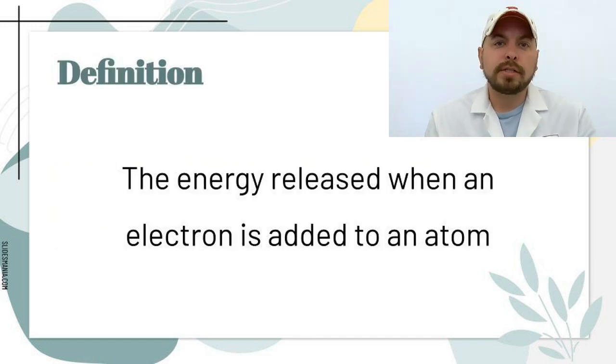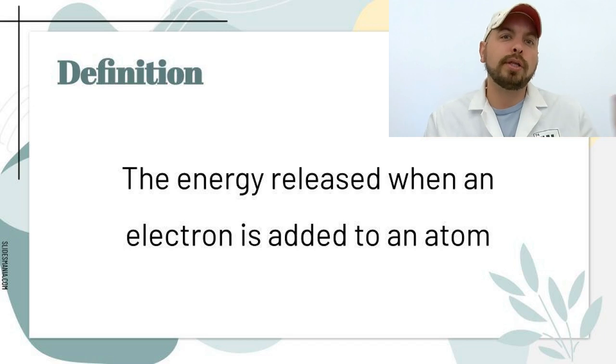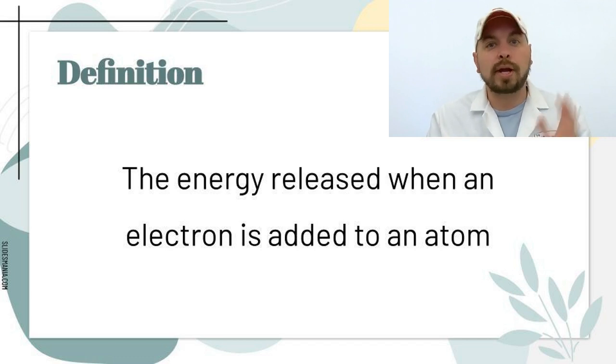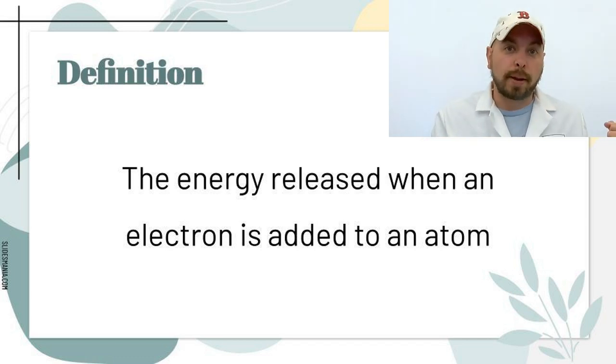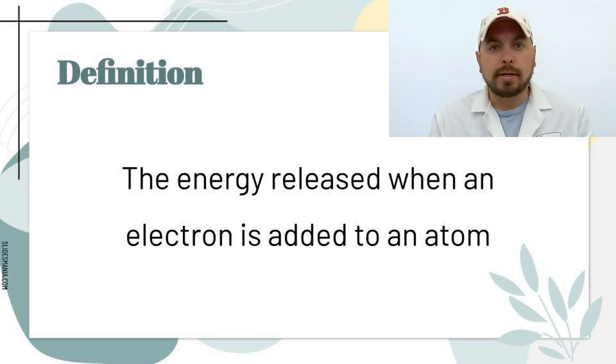The first thing to keep in mind whenever you're talking about anything with energy is that forming an attraction is going to cause energy to be released, whereas breaking an attraction causes energy to be absorbed. So in other words, when we learned about ionization energy, it took energy to pull an electron away from a nucleus. So ionization energy is always you're adding energy to rip an electron away. Electron affinity is a different process altogether.